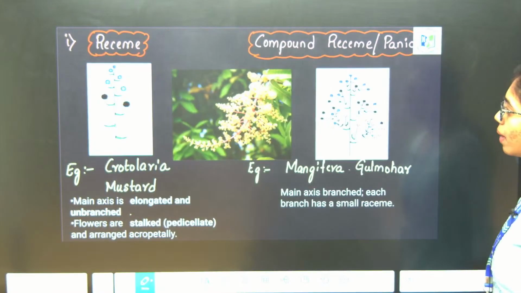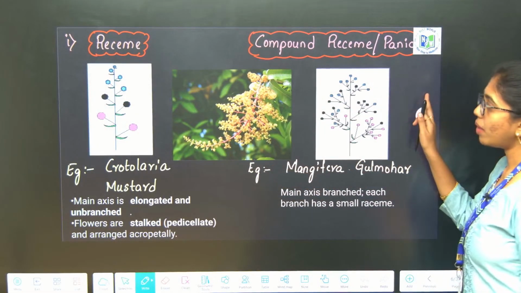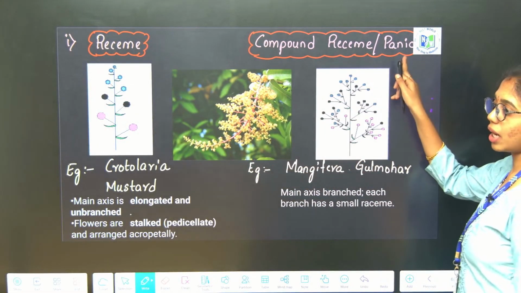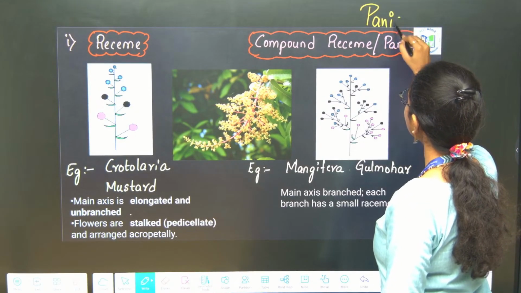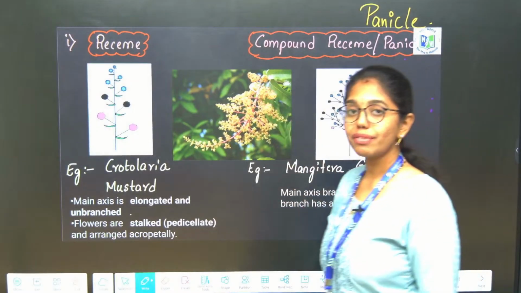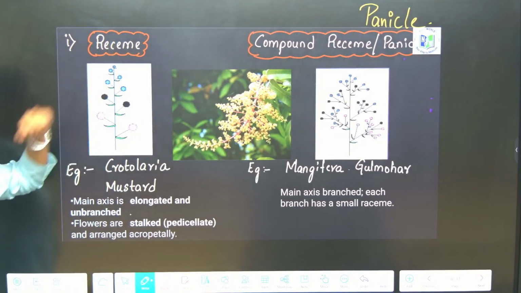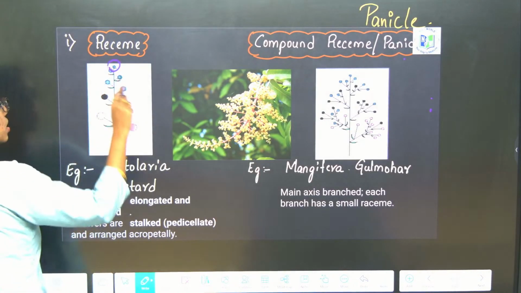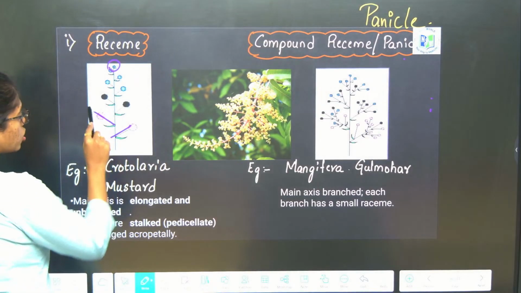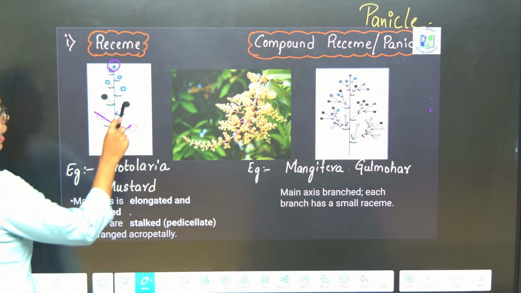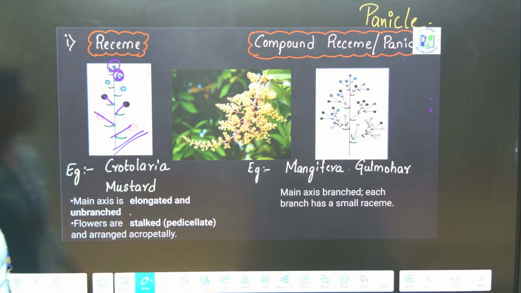So here you see first is racemose type of inflorescence. Simple raceme, compound raceme. Compound raceme is also called panicle. So how can you define simple raceme? The main axis is unbranched, that is why it is simple raceme, and the main axis is elongated. Flowers are stalked and pedicellate. They are arranged acropetally, where young flowers are at the tip and old flowers are at the base.